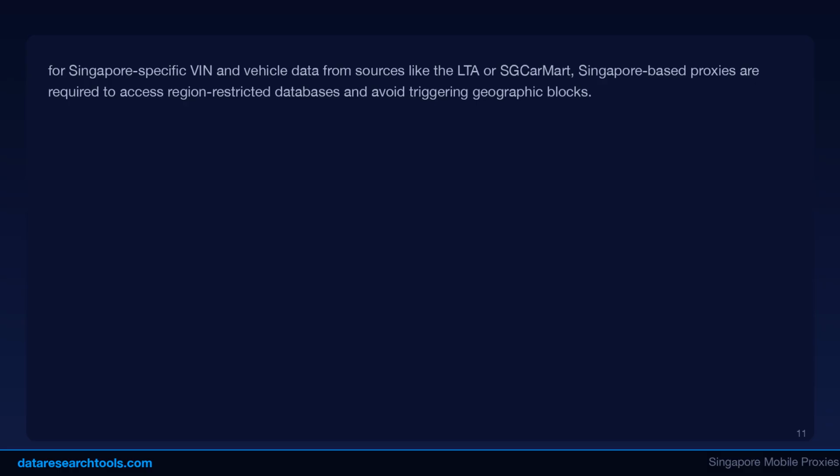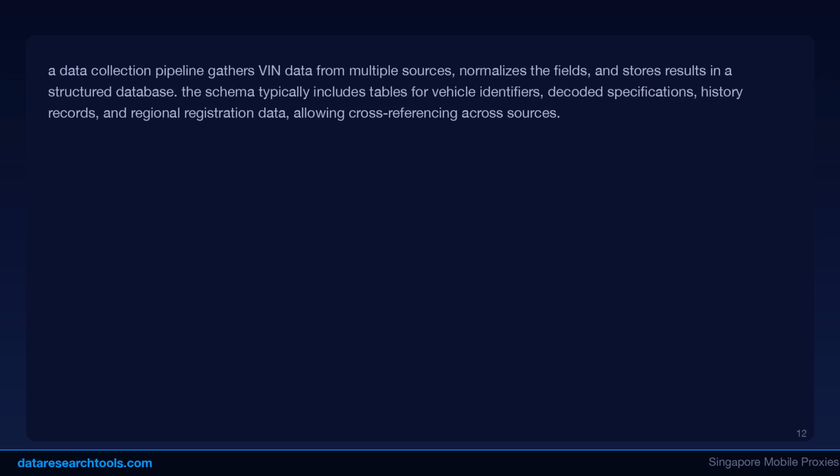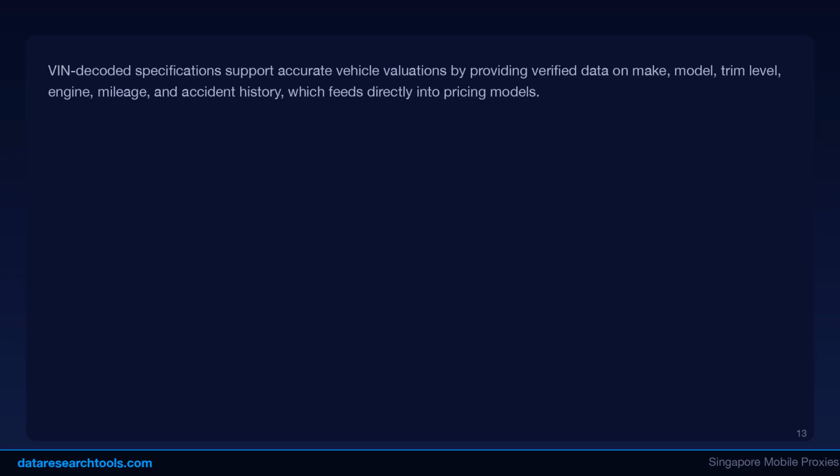A data collection pipeline gathers VIN data from multiple sources, normalizes the fields, and stores results in a structured database. The schema typically includes tables for vehicle identifiers, decoded specifications, history records, and regional registration data, allowing cross-referencing across sources. VIN decoded specifications support accurate vehicle valuations by providing verified data on make, model, trim level, engine, mileage, and accident history, which feeds directly into pricing models.